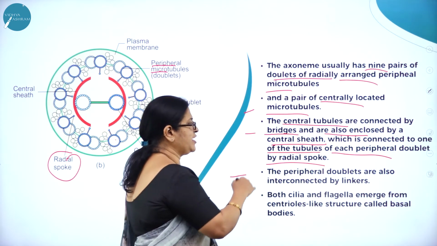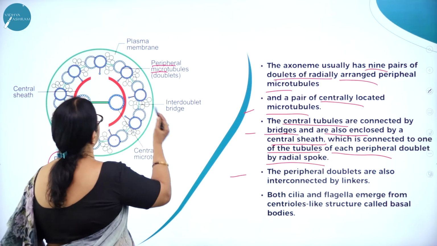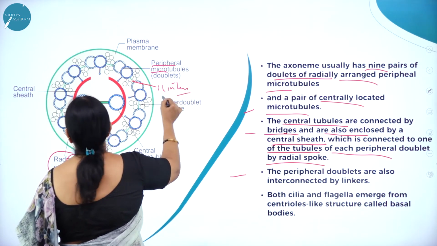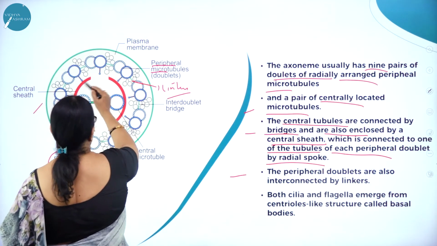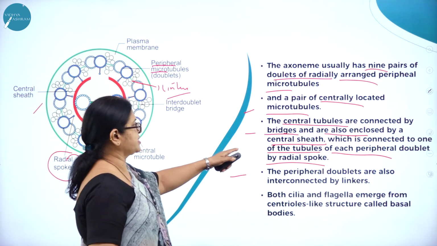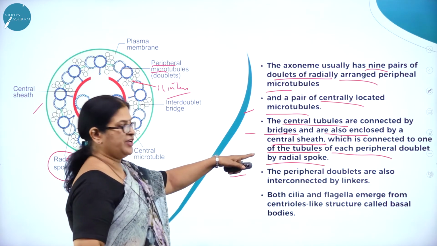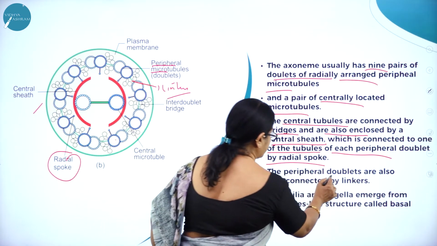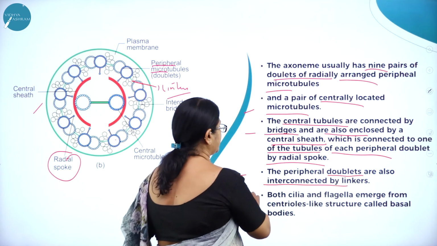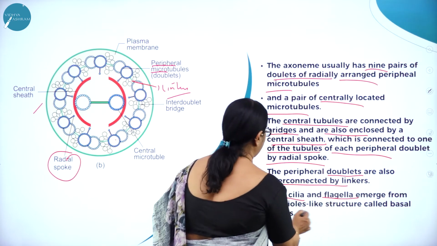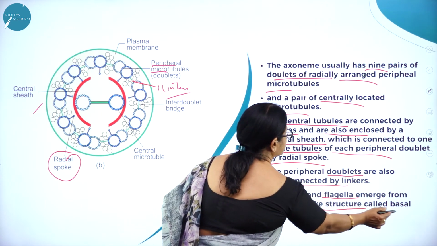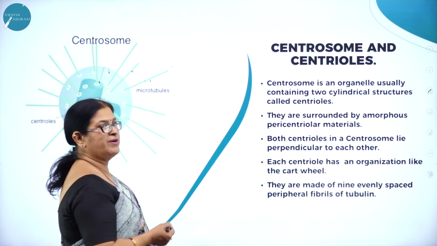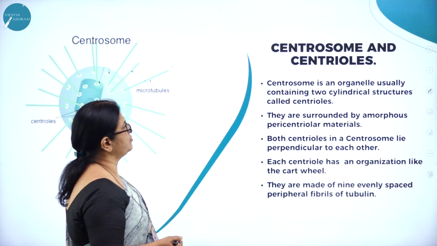So the peripheral doublets are again interconnected by linkers. Here you can see the linkers. Here you can see the central sheath also, right? The central sheath is connected to the tubules of each peripheral doublet by radial spoke. And the peripheral doublets, as I said, are interconnected by linkers. Both cilia and flagella emerge from centriole-like structures called basal bodies. So moving on to the next structure called centrosome and centrioles.